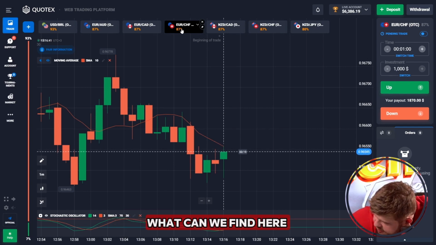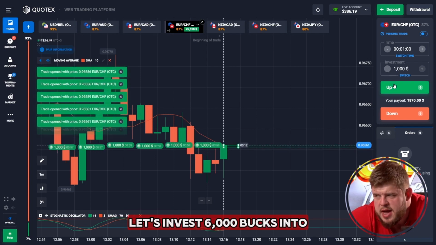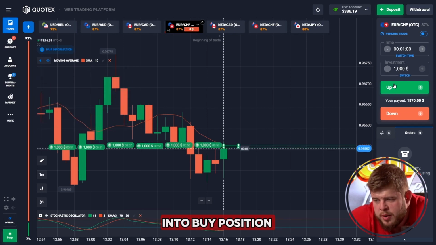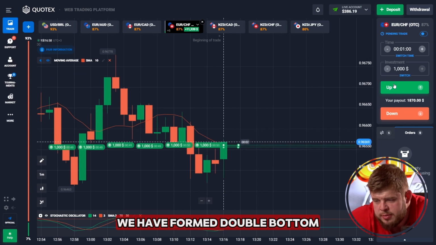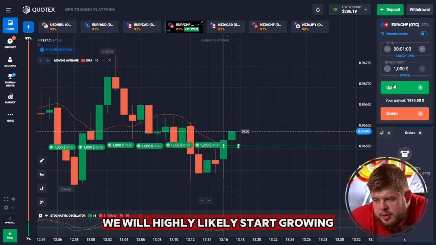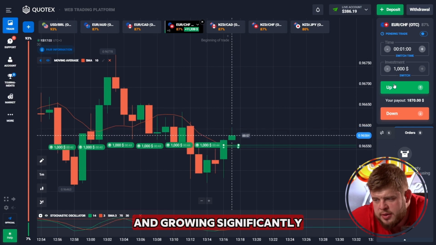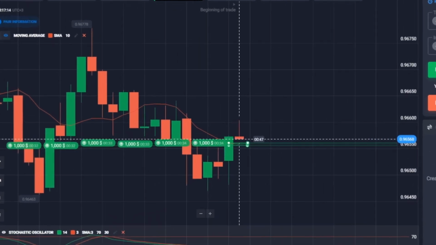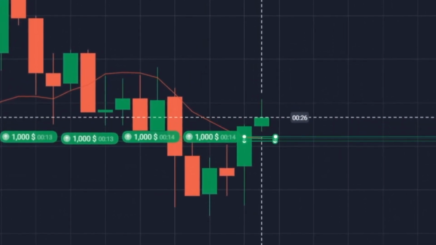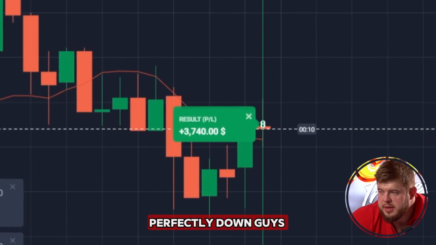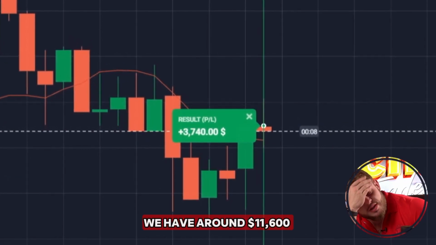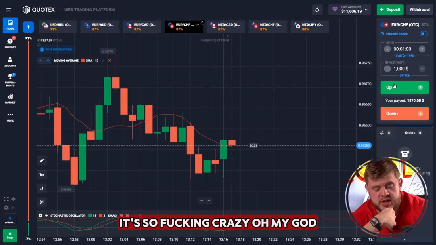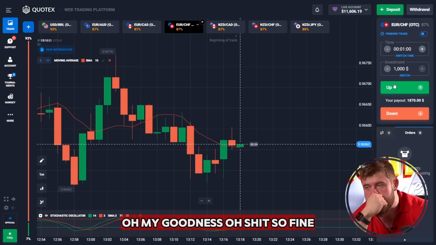Now let's continue. Let's check the USD currency pair. What can we find here? So first of all, let's invest $6,000 into an upgoing position, into a buy position. We have formed a double bottom pattern, after which we will highly likely start growing and growing significantly. That's why we have invested $6,000 here. Perfectly done, guys. We have around $11,600. Oh, that's so crazy. Oh my god, oh my goodness.